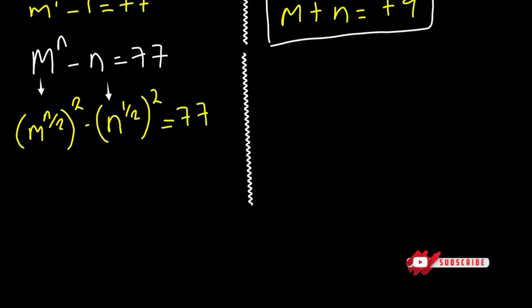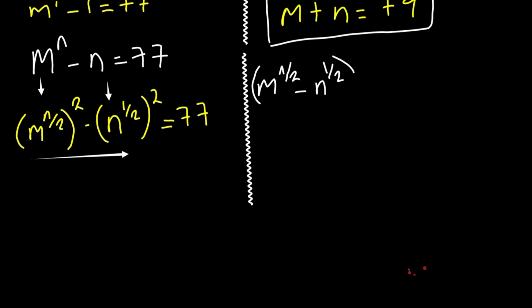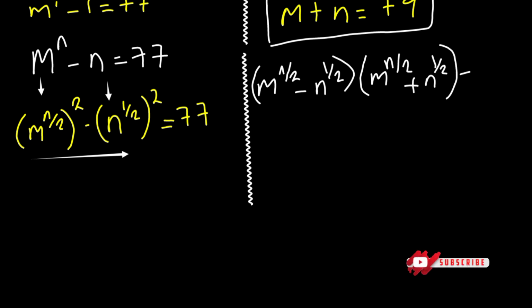Now when we look at this, we have already forced out a difference of 2 squares. Now we can just go ahead to factorize this as m to the power of n over 2 minus n to the power of 1 over 2, then m to the power of n over 2 plus n to the power of 1 over 2, and this equals 77.